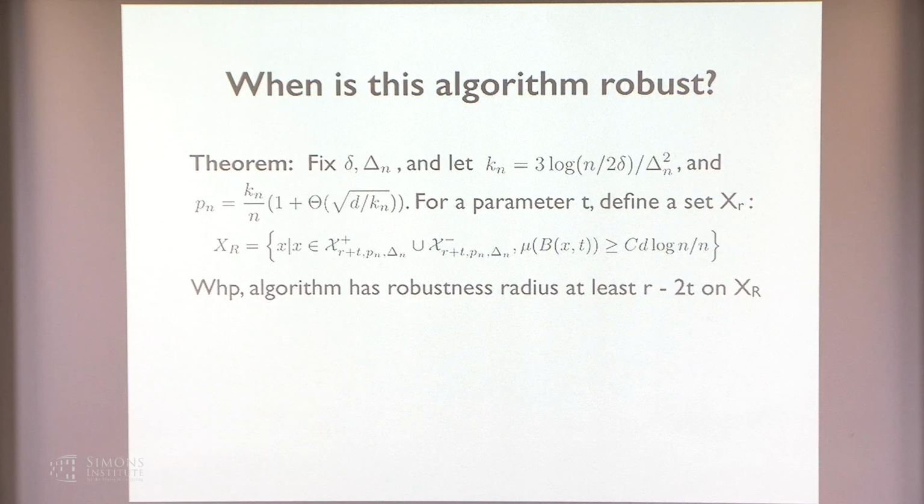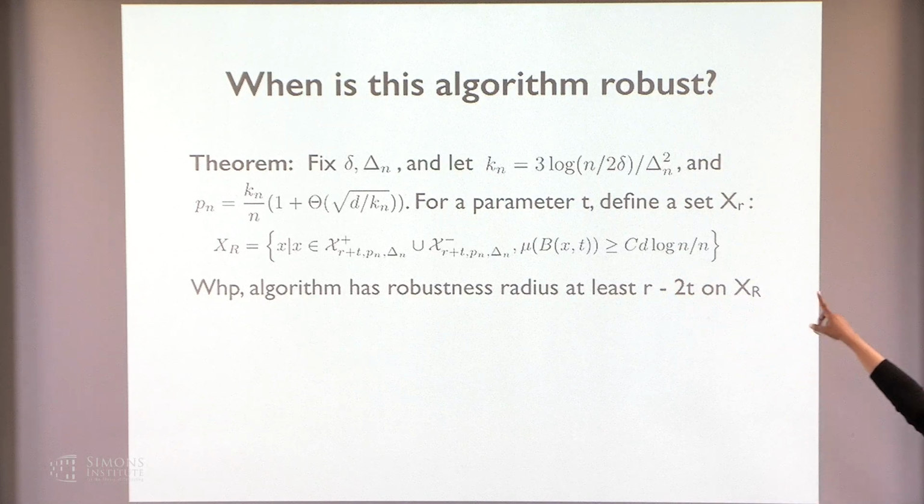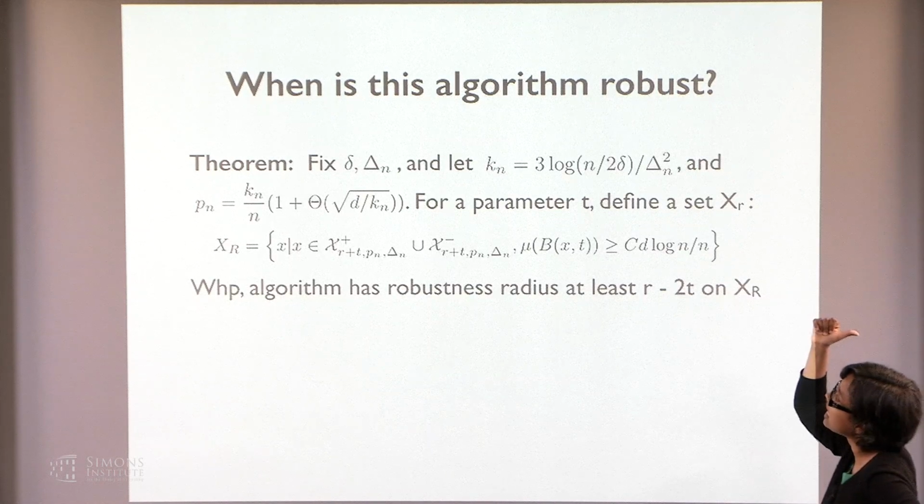So what can we say about this algorithm? Again, we can show something, and unfortunately it's a little bit more complicated. Suppose you have this little delta, which is one of these high probability parameters, and suppose your kn looks like this. This is the kn that we used for the confident labeling algorithm.